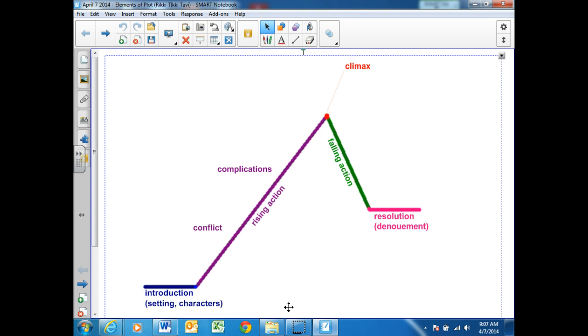So first, looking at the diagram, it's almost like a pyramid, not quite though. It starts with the introduction. Now the introduction, this is very important, class. The introduction is where we are introducing the setting and the characters. And I'm going to define all these terms for you in a few minutes. But setting and characters. Setting is the time and location.